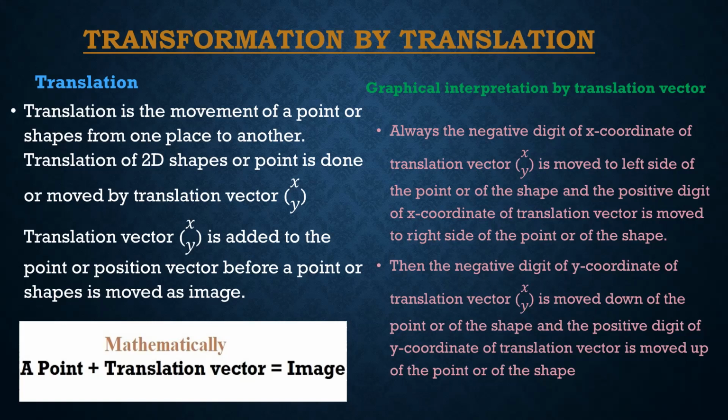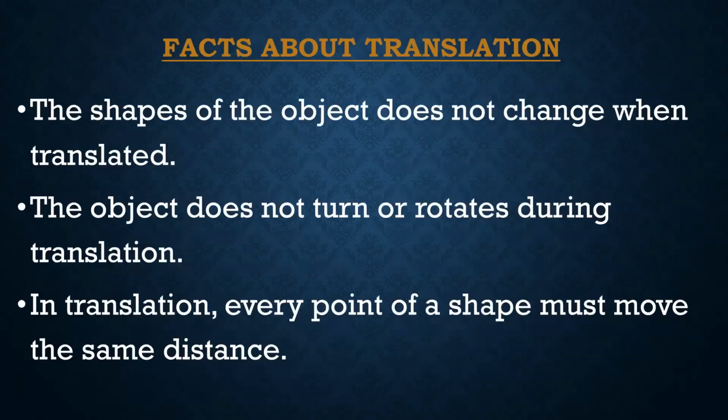Okay, good. Let's see some facts about translation. Once you are plotting a shape or a point, you must use these as a guideline so that you do not depart from them, because the shape of the object does not change when translated. If you are plotting and getting a different shape or different directions, you must stick to the facts about translation. When something moves, it doesn't mean that it changed. It just moved from one place to another.